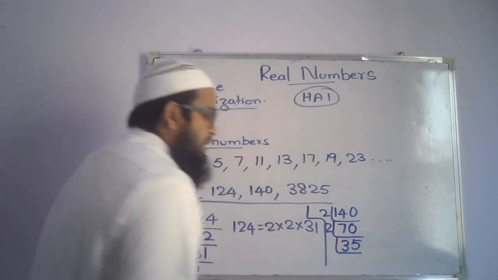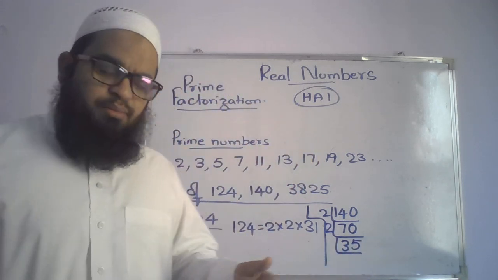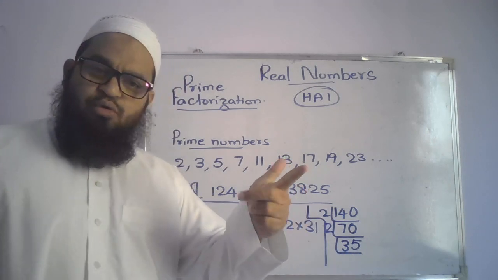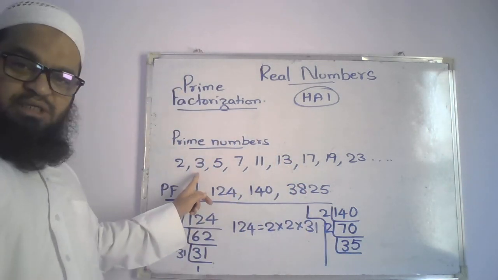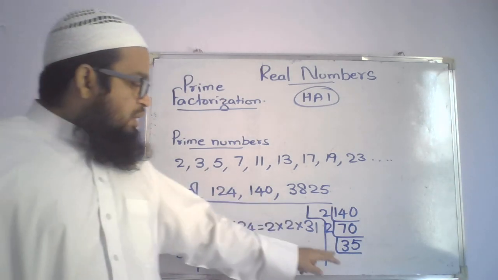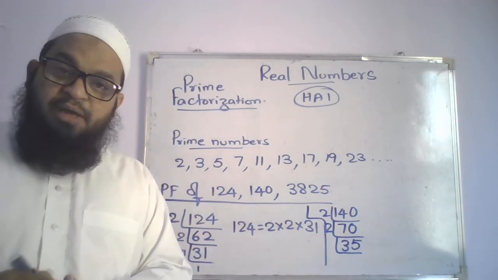Now divisibility test of 3, because it doesn't end with 0 2 4 6 8, so therefore let us go to the next prime number. What is the next prime number, 3. So what is the divisibility test of 3?